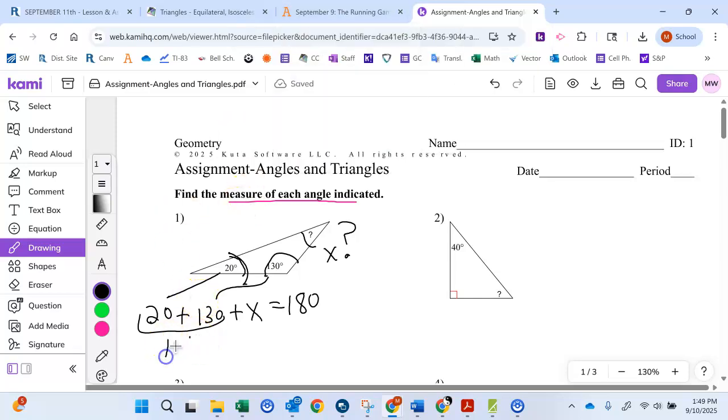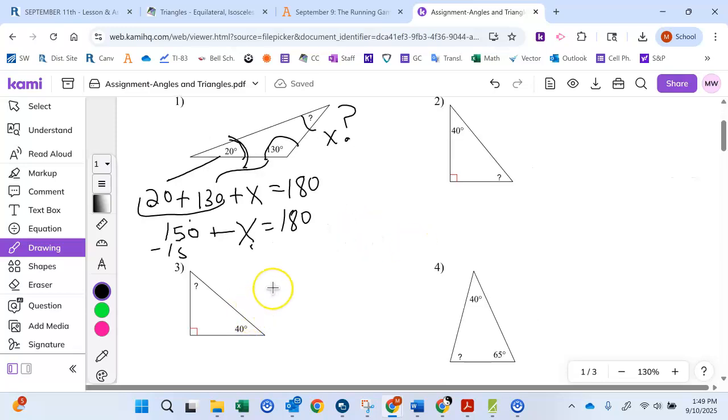150 plus X equals 180 minus 150. You know how to do the algebra, right? My pen is horrible. I'm sorry. 180 minus 150. So we get X equals what? 30. Okay. So the answer for number one is 30.